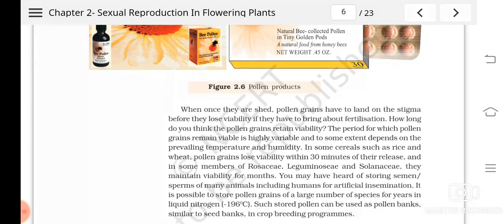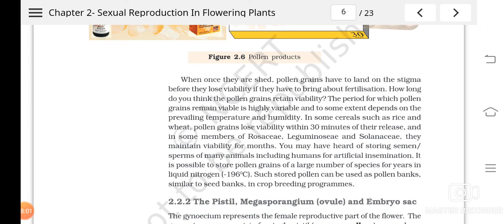Then, some pollen grains lose their viability after being shed, while some retain their viability. What is viability? Their capability to germinate on the stigma. This will be long for some plants, and in some plants it will be very long. Pollen grains can retain their viability for many months, and some lose their viability within 30 minutes after release. That depends on the species.